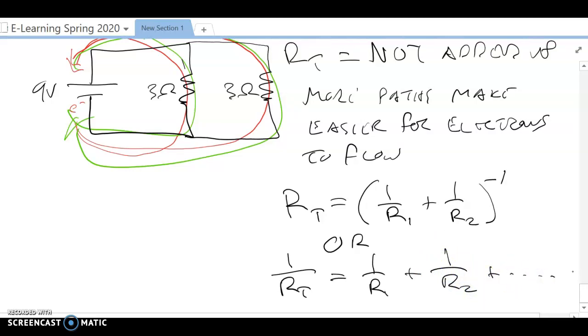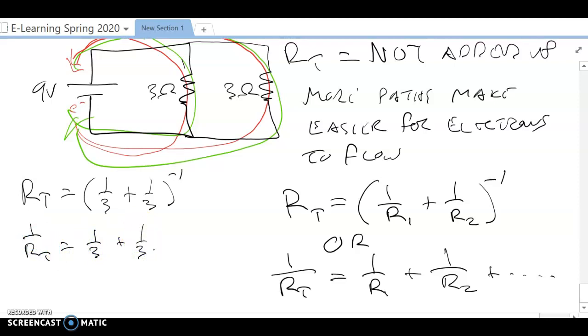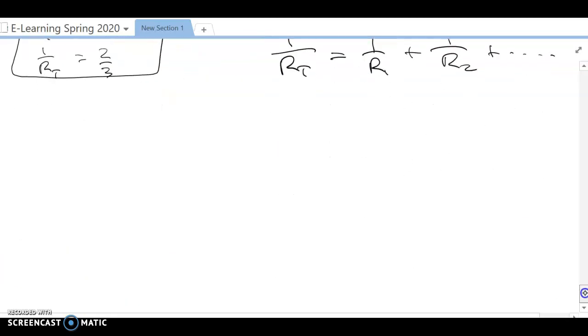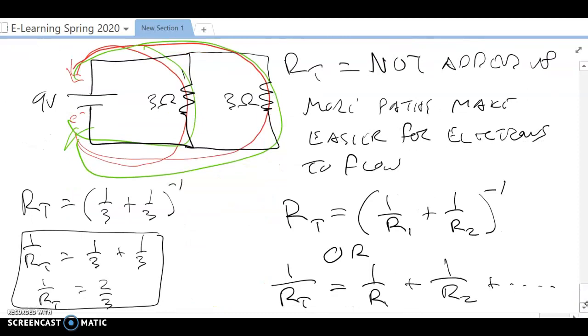So what's that mean for this guy up here? Well, in this case, RT equals 1 over 3 plus 1 over 3 flipped. Or we could say that 1 over RT equals 1/3 plus 1/3. So these both say the same thing. So what you get from that, 1/3 plus 1/3 equals 2/3. Remember, that's 1 over the resistance total. This is big. I'm going to use this version of it. It's easier. But I don't want to know what 1 over the resistance total is.